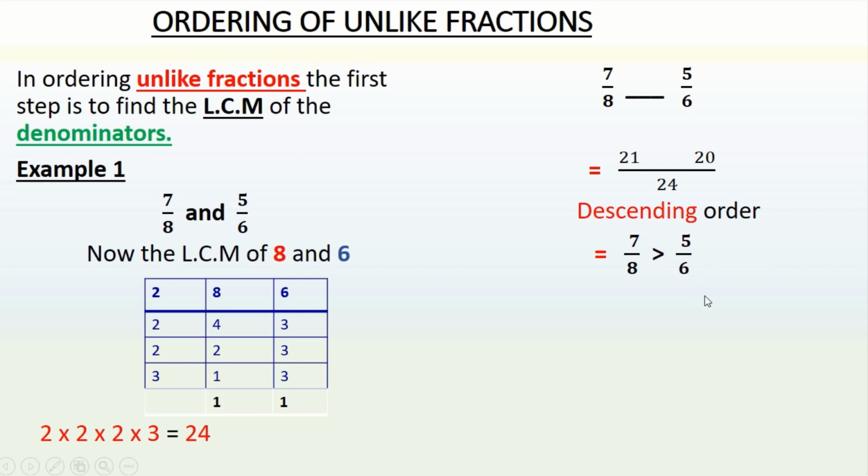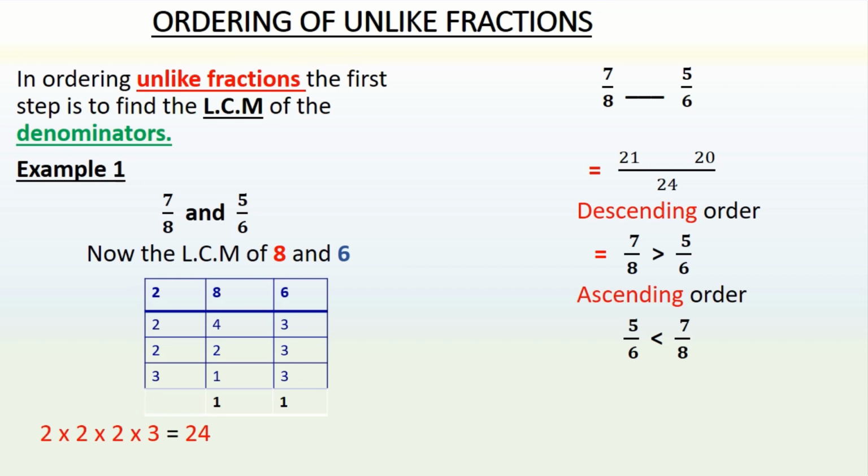The next step is to arrange in ascending order. That is from the lesser number to the greatest number. Here, the lesser number here is 5 over 6. So 5 over 6 will be less than 7 over 8. So here 5 over 6 is less than 7 over 8. That is arranging in ascending order of this fraction.